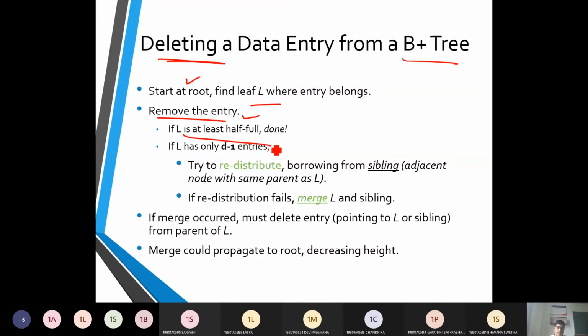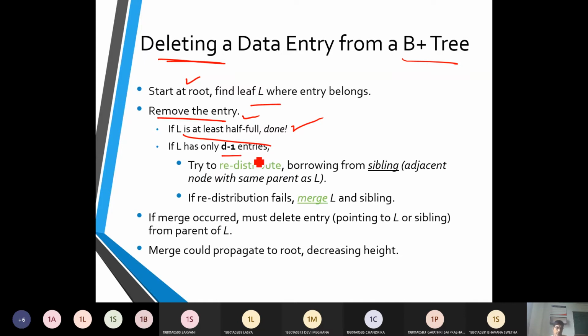Okay, if L is at least half full, then we are done. Assume that if it is full, then definitely we have to go for a redistribution. But if I have node space equal to 4, and I have 3 entries, so 2 entries will of course exist, and if I remove 1 entry, there won't be any propagation. Therefore, if the node is going to be half full, we are done.